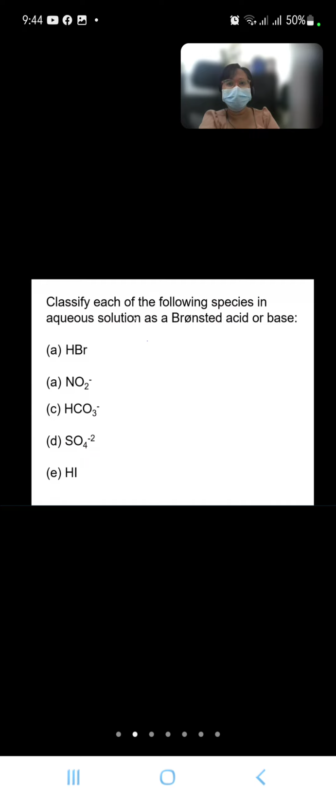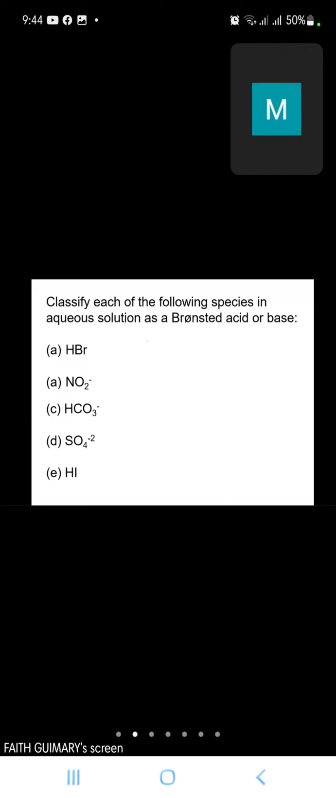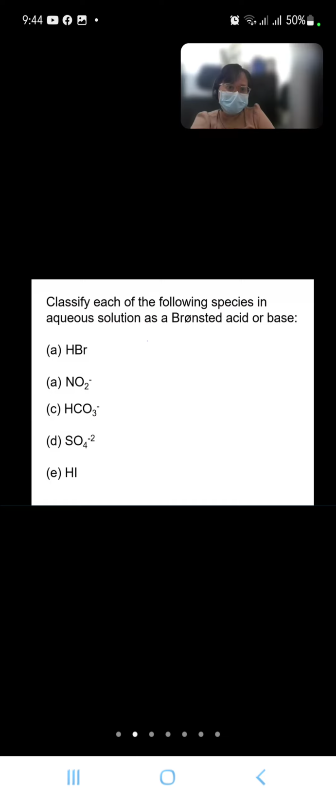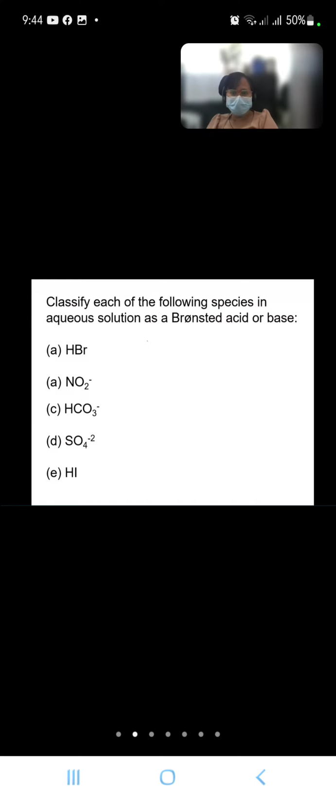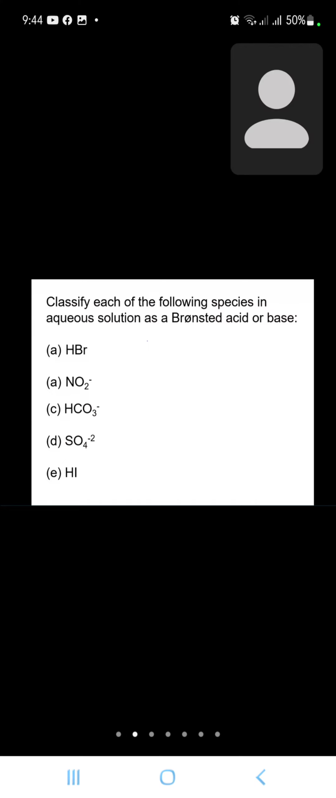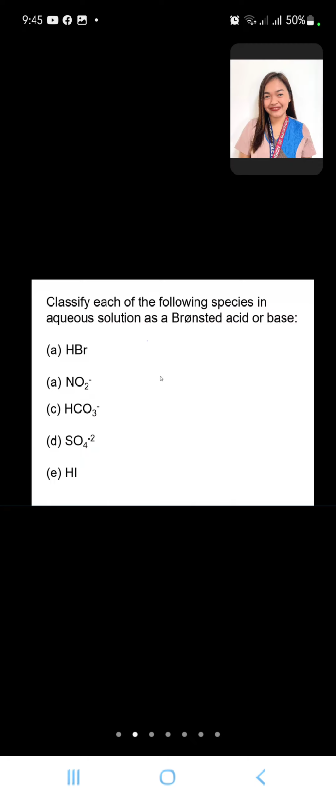Sige, who would like to answer letter A? Bronsted acid. Correct. It's a Bronsted acid because it has one ionizable hydrogen ion. Okay. Letter B. That's NO2 minus, nitrite ion. NO2 negative is nitrite ion. It is a Bronsted base. Okay. Na siya'y isa ka electron nga pwede pa mo bond sa isa ka proton.